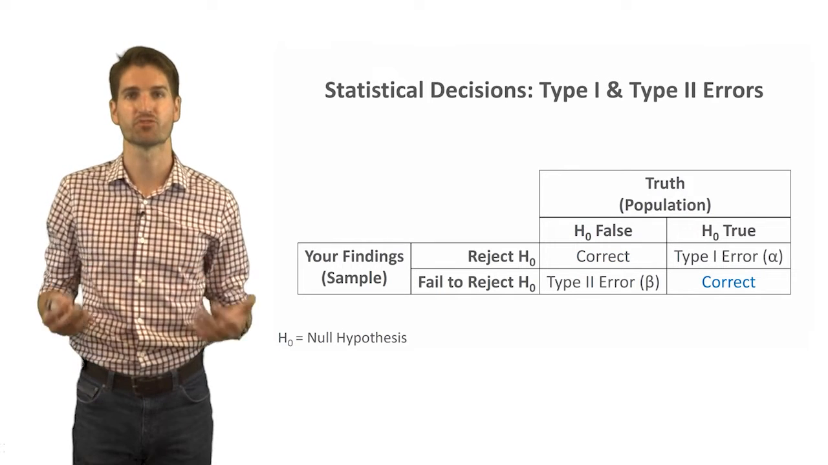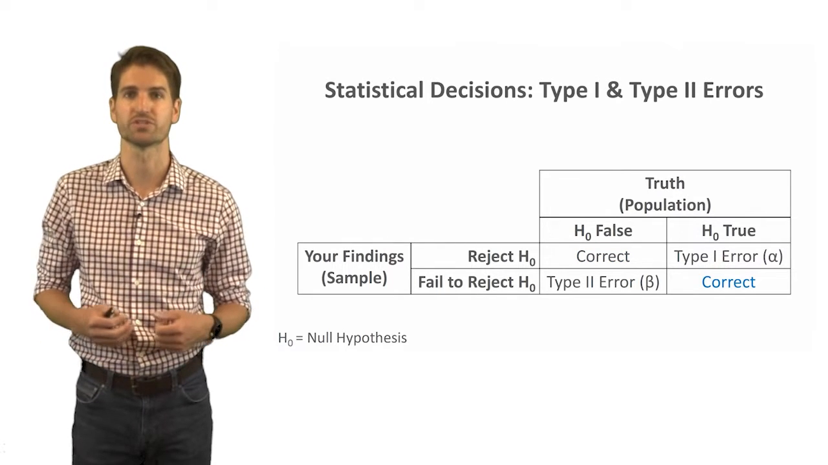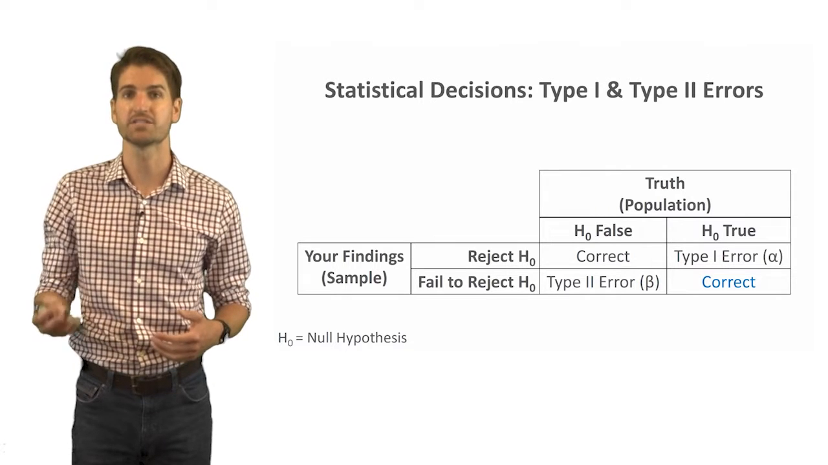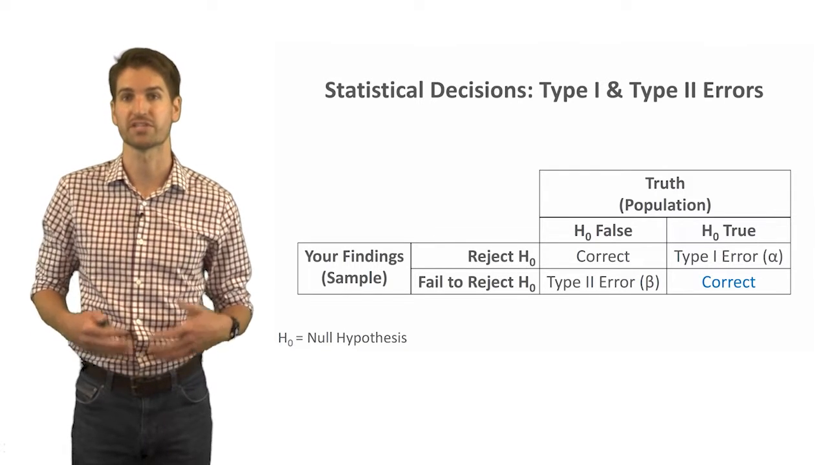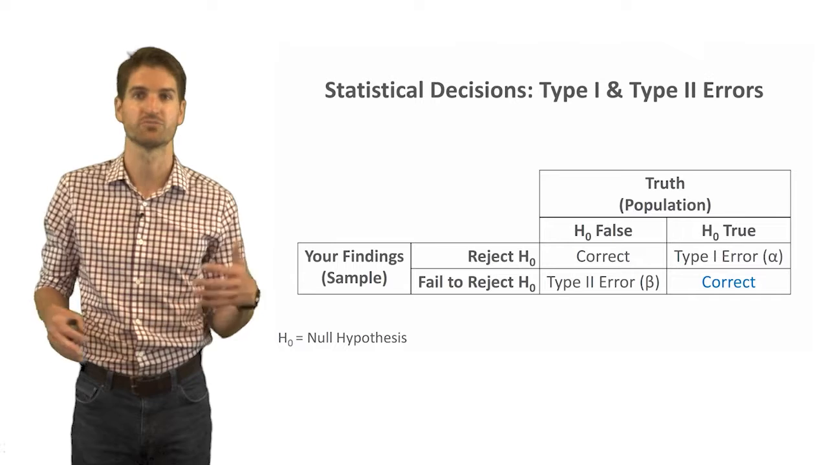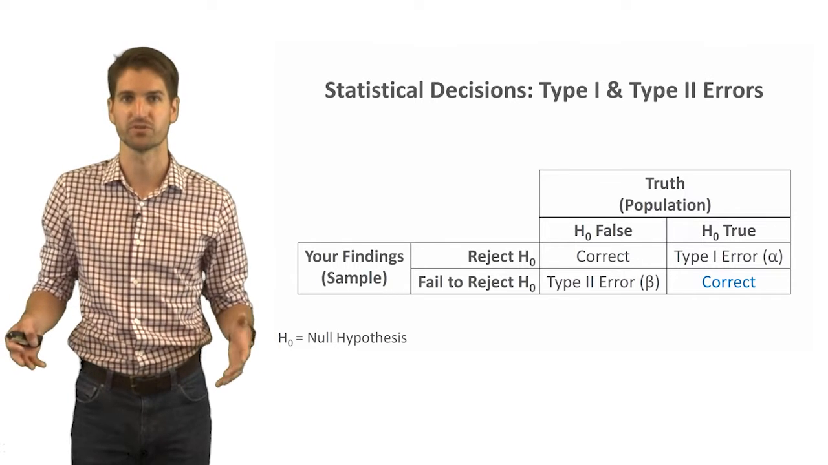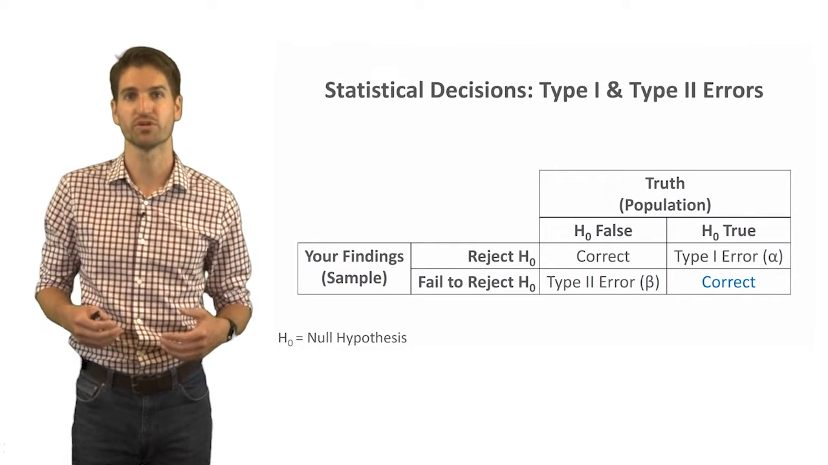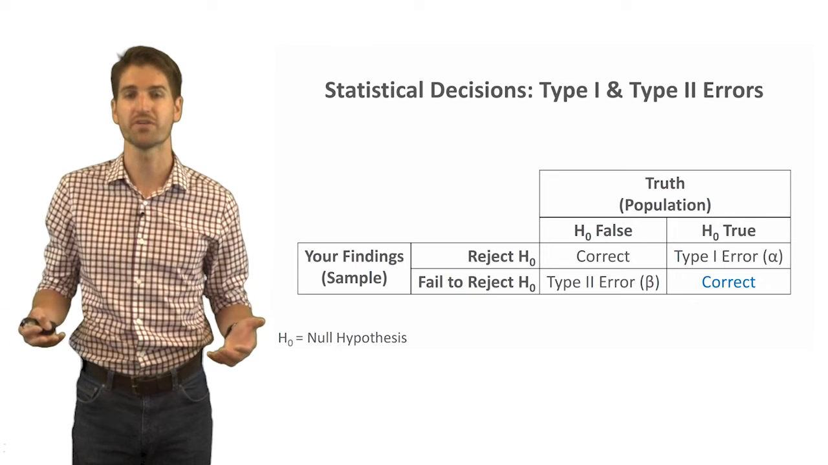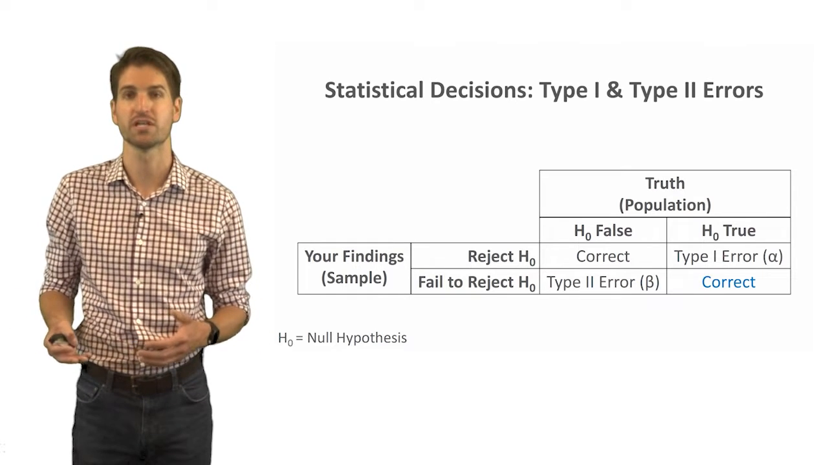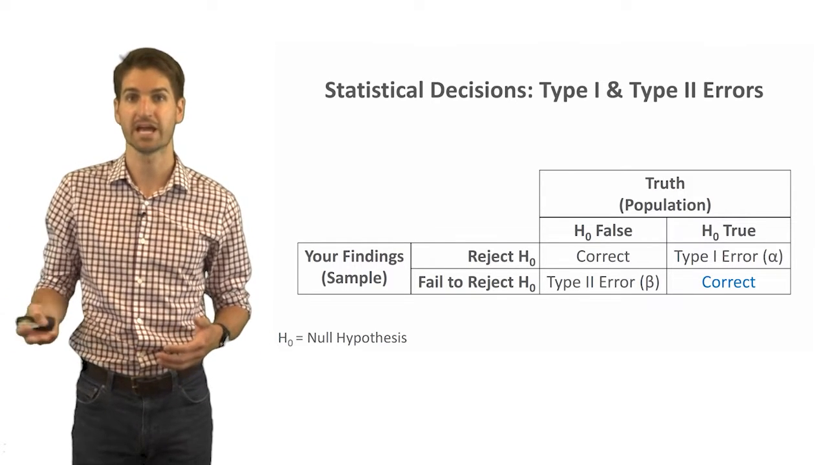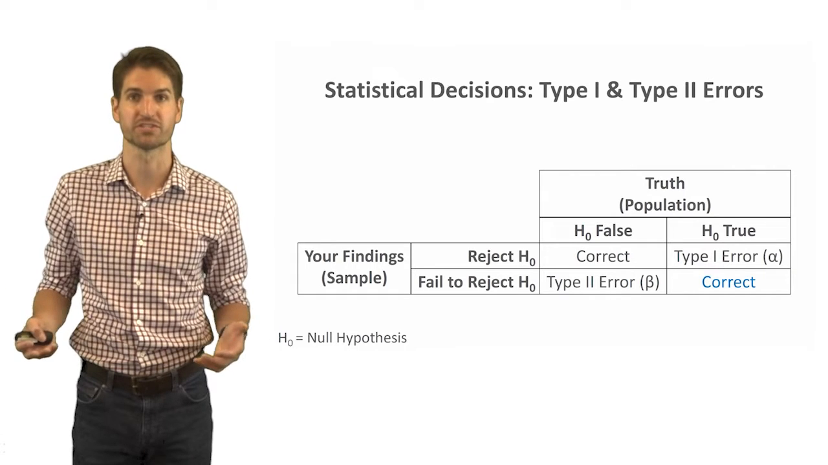Now, another type of correct statistical decision according to this model is in the instance in which the null hypothesis is actually true, which would mean that there is no difference or association between the variables. Now, in our sample, if we fail to reject the null hypothesis, this would be a correct decision, assuming that in the actual population, the null hypothesis is true.